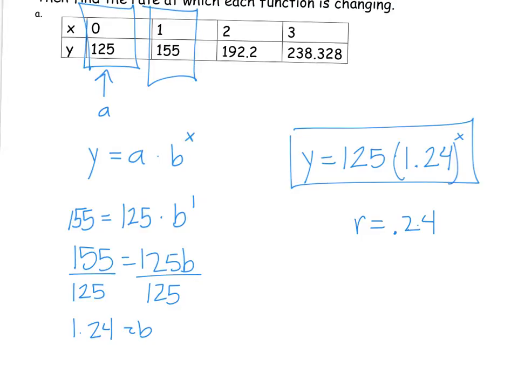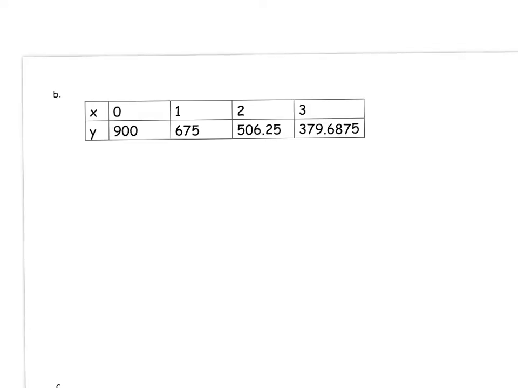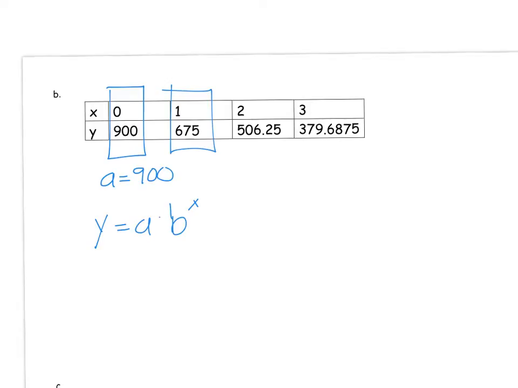So let's do another couple examples and hopefully it'll make a little bit more sense. Okay, so here is another table. Our first job is to find your a. Well, that's when x is 0. So that is my a equals 900. And then I want this. So remember, y equals a times b to the x. So my a value is 900, b, and then x is my 1 and y is my 675.